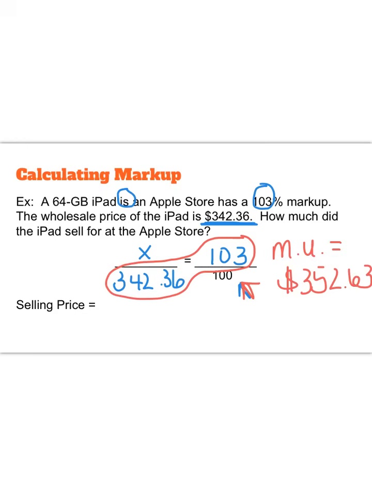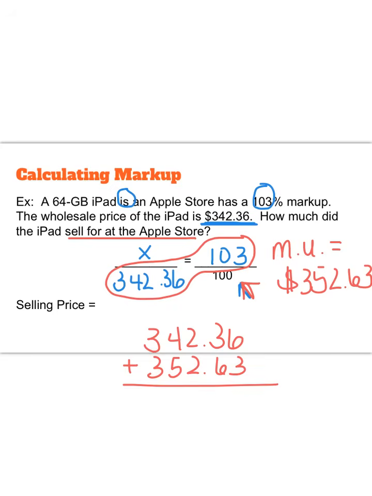But that's not what the question's asking. That question is asking how much did the Apple store sell it for? So let's think about this. They had to pay $342.36 just to get the iPad into their store for inventory. They're going to add $352.63 in markup. So when that iPad goes on the shelf, they're going to have a price tag of $694.99, and that is the selling price.